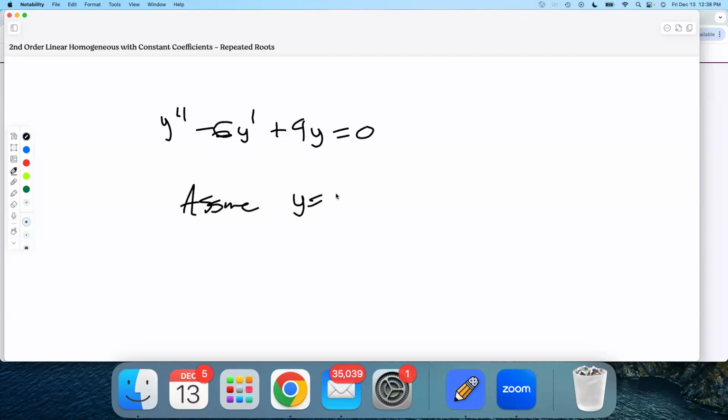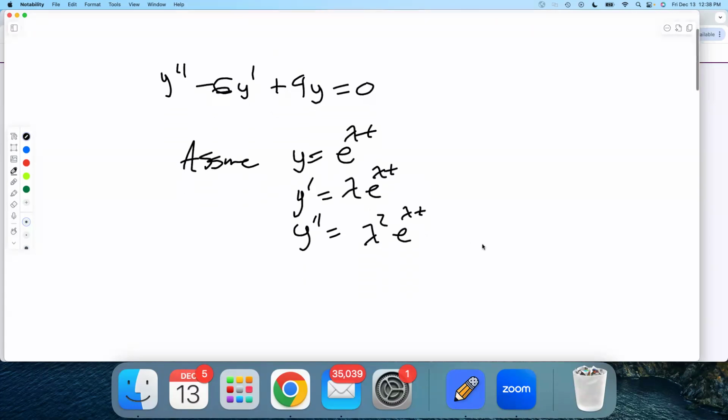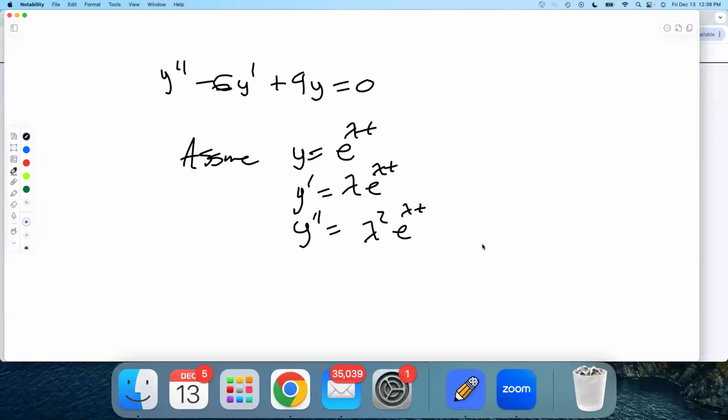y equals e to the lambda t. I'm going to use t as my variable here just to mix things up. y prime will be lambda e to the lambda t, and y double prime, lambda squared e to the lambda t. These are all lambdas, no x's anywhere. Okay, and then we plug all those in.